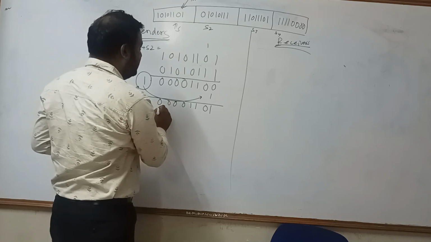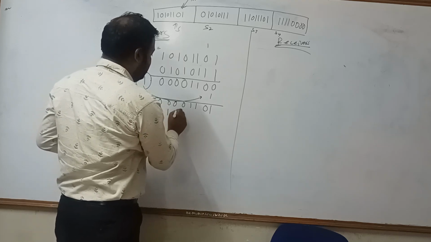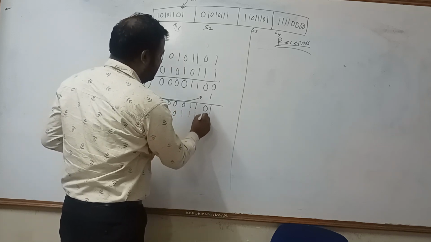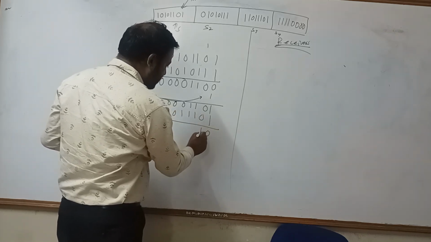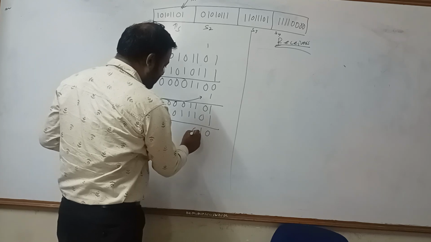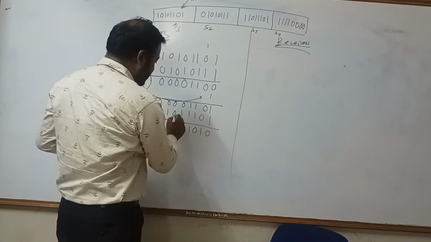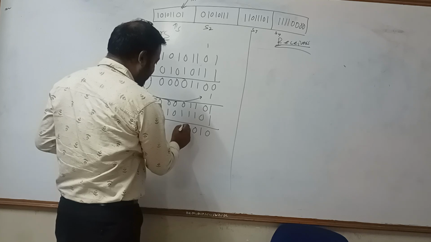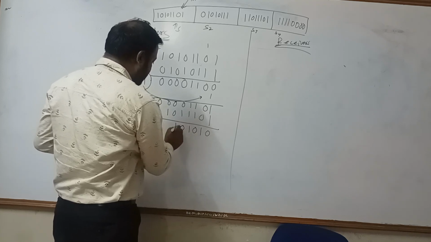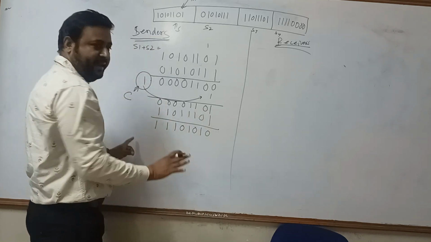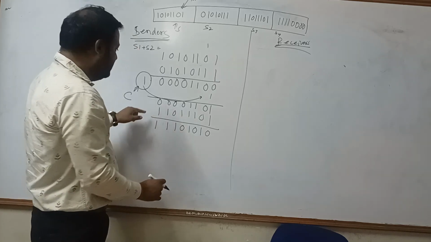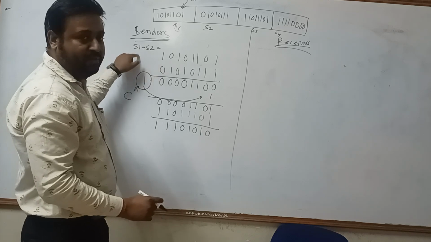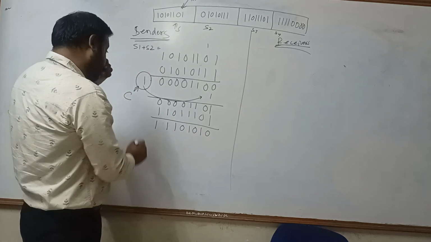What is our segment 3? Segment 3 is 1 1 0 1 1 0 1 1. When we add, 1 plus 1 is 0 with carry 1, and so on, until there is no carry. That means no 1 is to be added here. This is our summation of segment 1, segment 2 and segment 3.